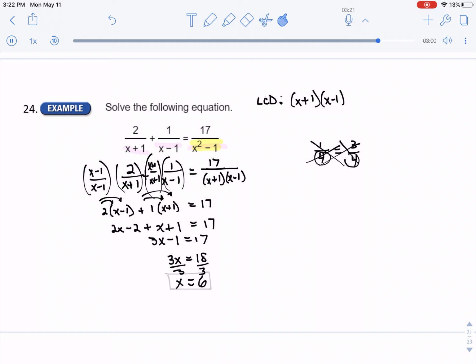Now there's just one caution here. Remember that the denominator of a fraction can never be 0, so you want to make sure that you go back and make sure that solution doesn't make these denominators 0. And 6 won't make them zeros. The only thing that could have made those zeros would have been a positive 1 or a negative 1. So x equals 6 is our solution.